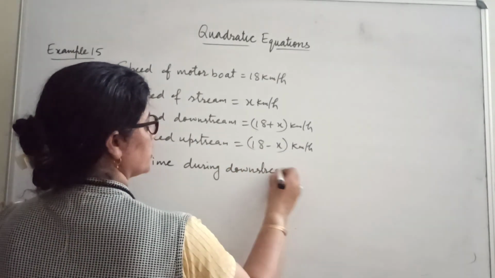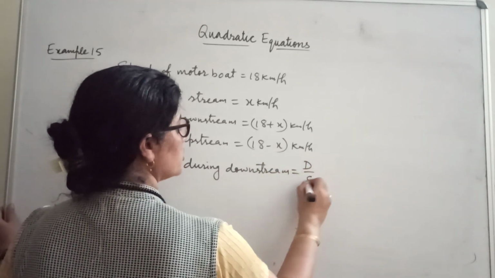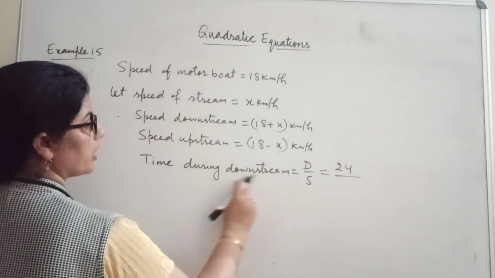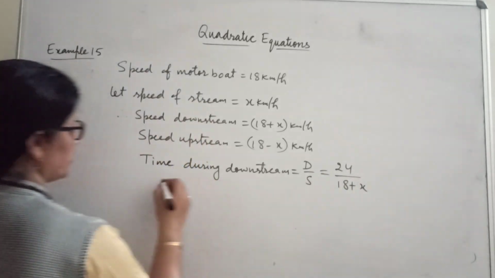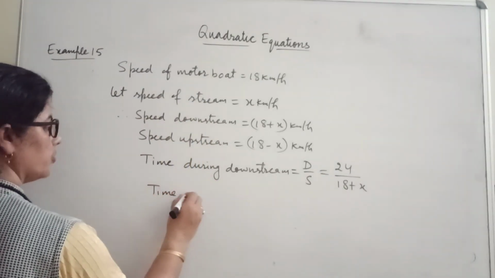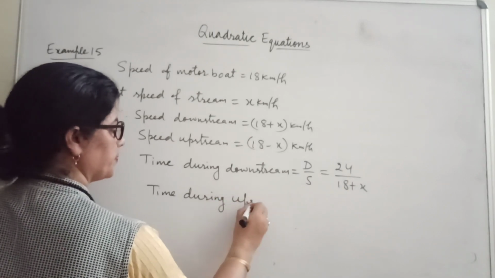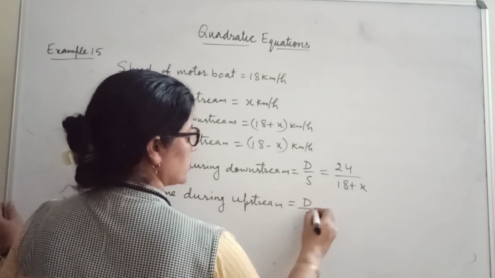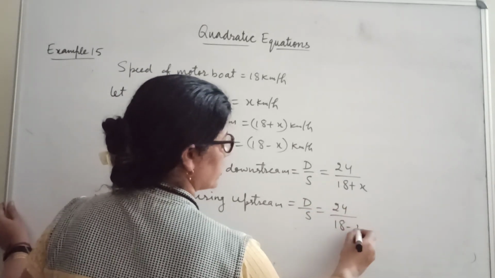Time during downstream. What is the formula of time? Distance upon speed. Distance is 24 km. And during downstream, what is the speed here? 18 plus x. Time during upstream will be distance upon speed, that is 24 by 18 minus x.